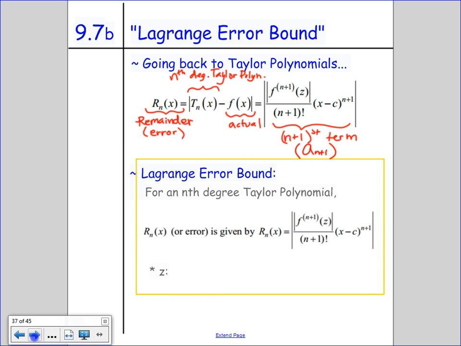Okay. For an nth degree Taylor polynomial, R sub n of x, or the error, is given by: the remainder is going to equal the n plus first term. Wait, equal? What did we talk about before? Less than, right?